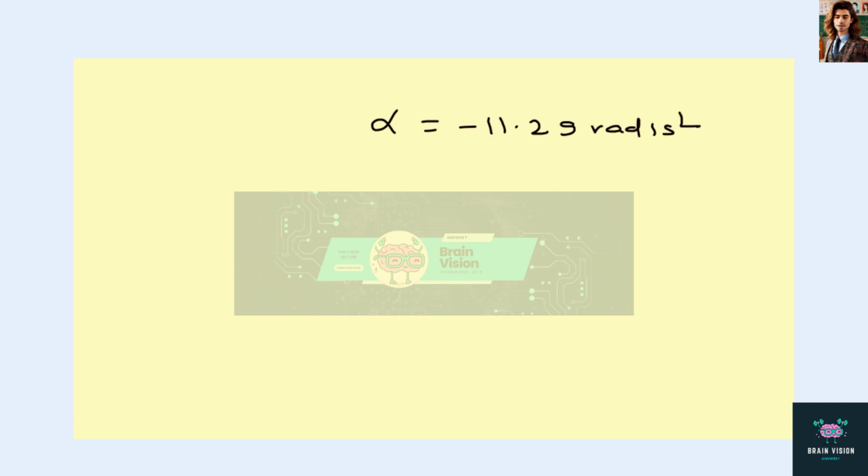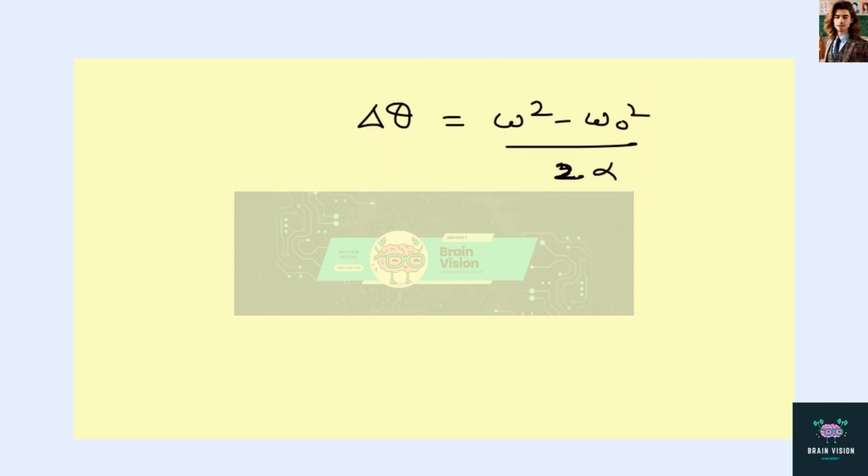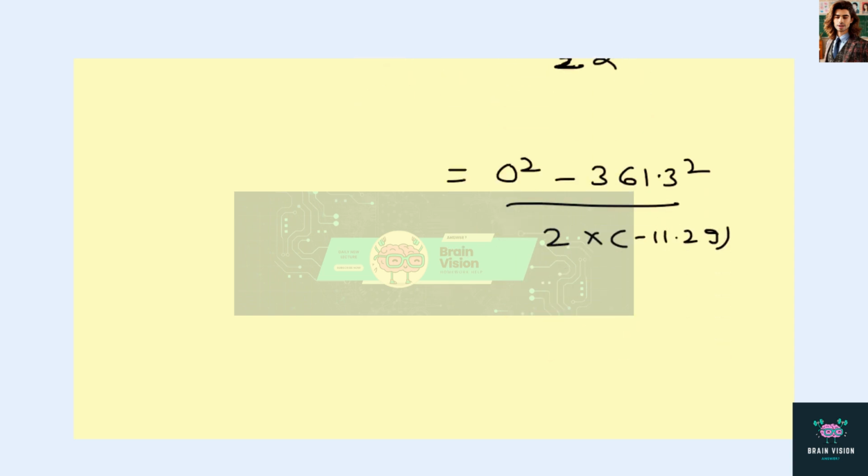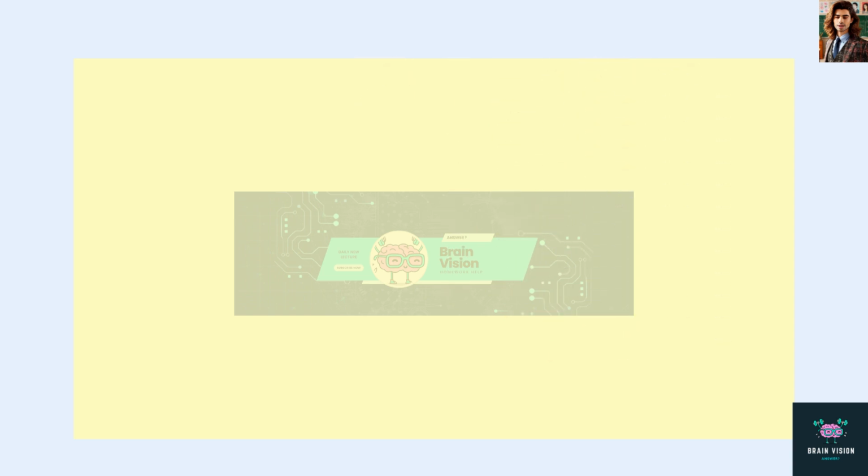Going forward and just calculating the number of revolutions turned during this shutdown period. So just look at it carefully. Del theta is equal to omega square minus omega naught square by 2 alpha. So solving it further, I can write the value as 0 square minus 361.3 square by 2 multiplication minus 11.29.